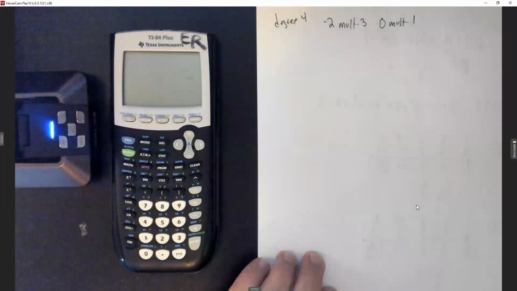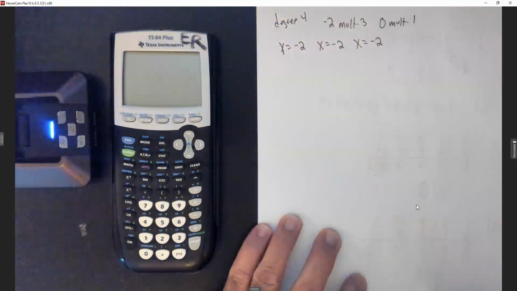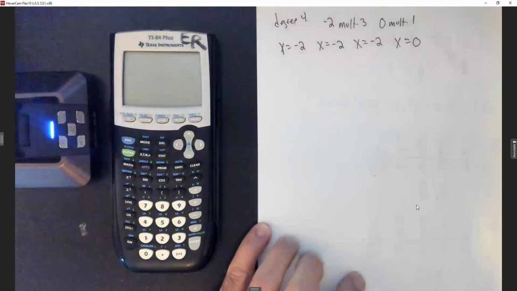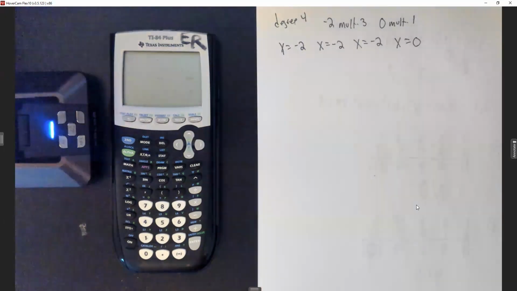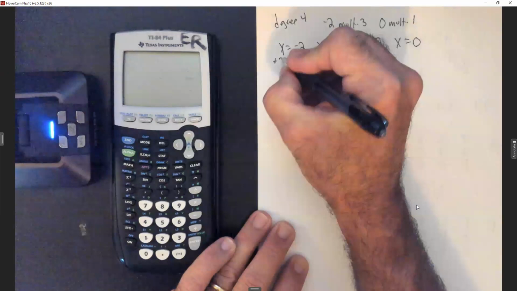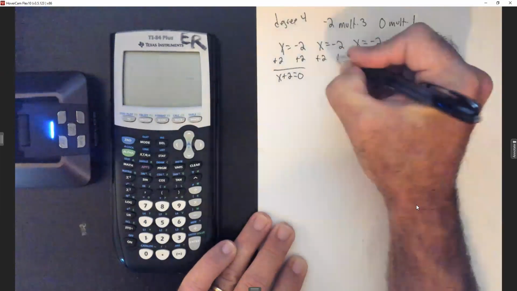So they told me negative 2 is a 0 with multiplicity 3. So that means x equals negative 2, x equals negative 2, x equals negative 2. Then they said 0 is a 0, a multiplicity 1. So that means x equals 0. All right, so remember, set all these equal to 0. That one's done. So the other 3, you would add 2 to both sides so that you would get x plus 2 equals 0.